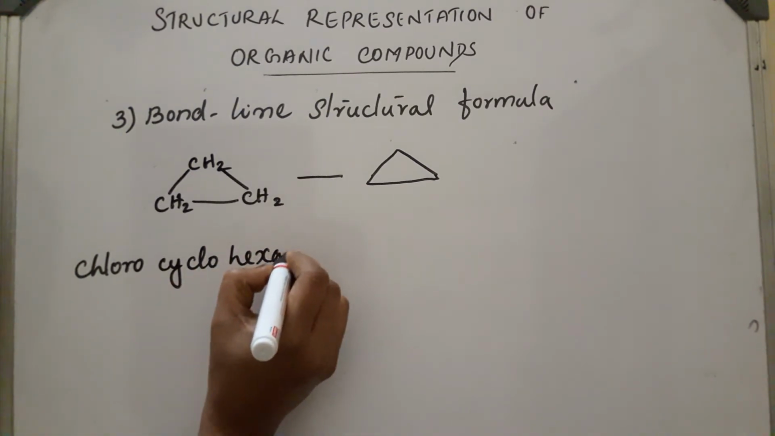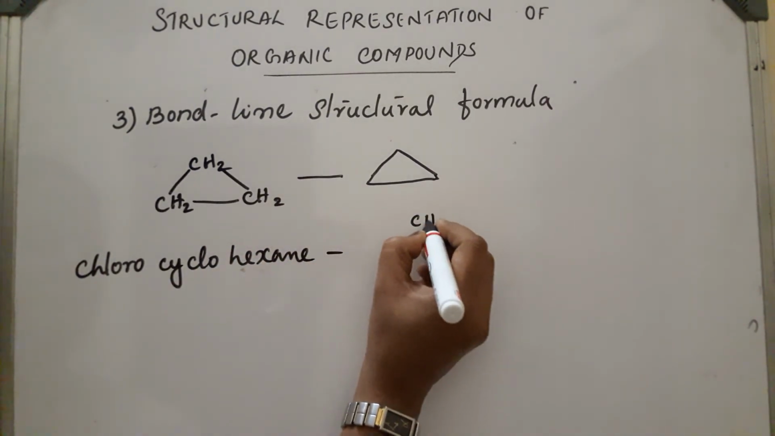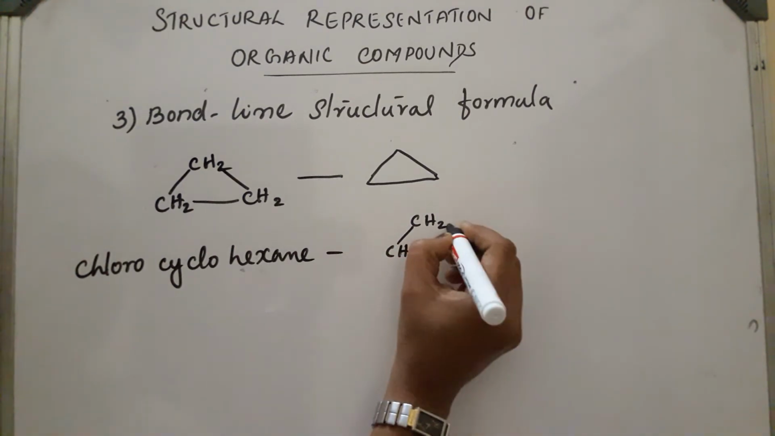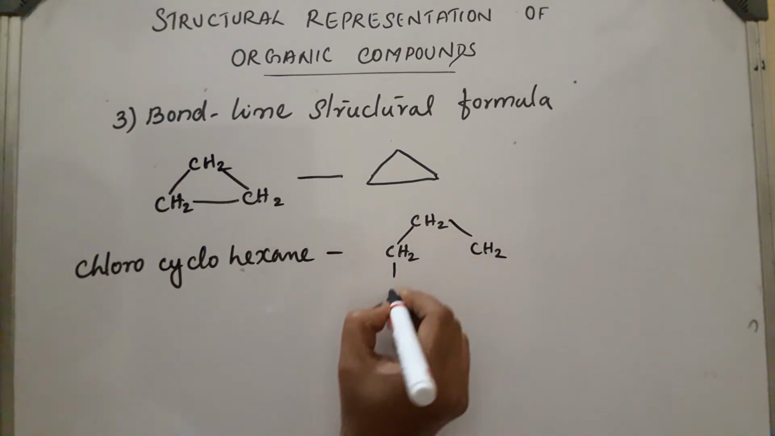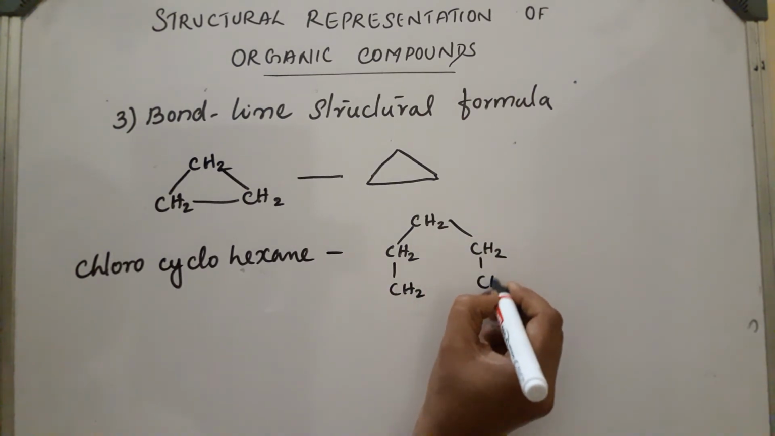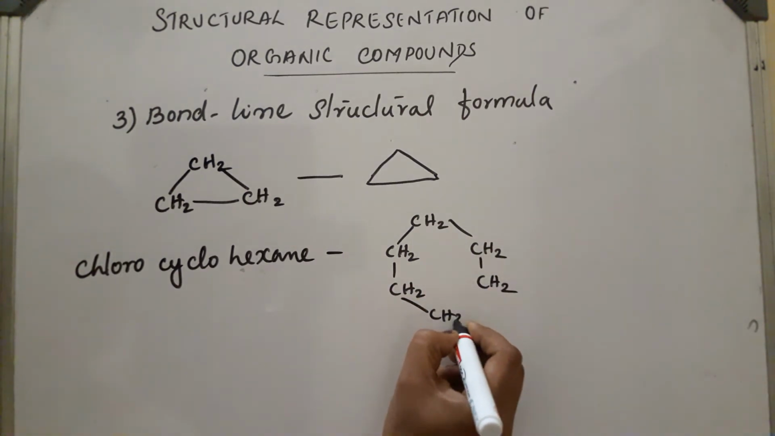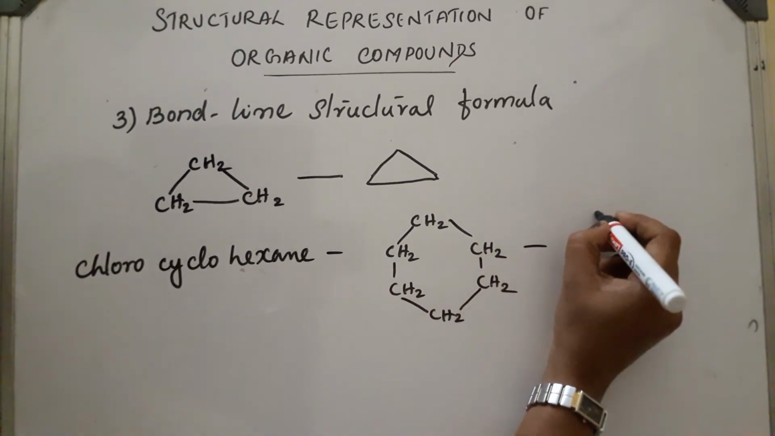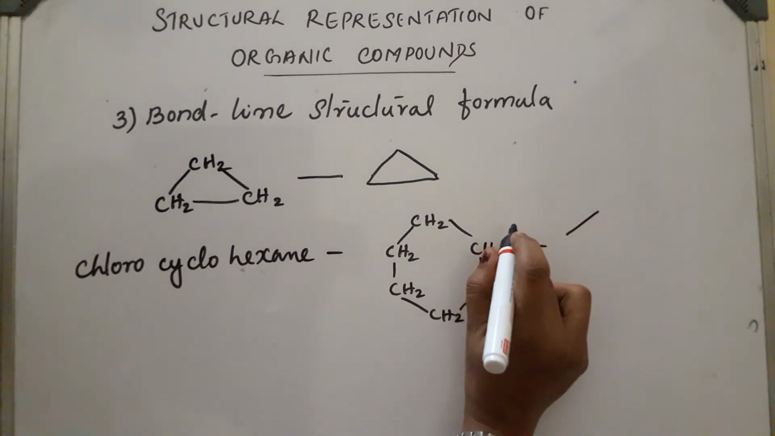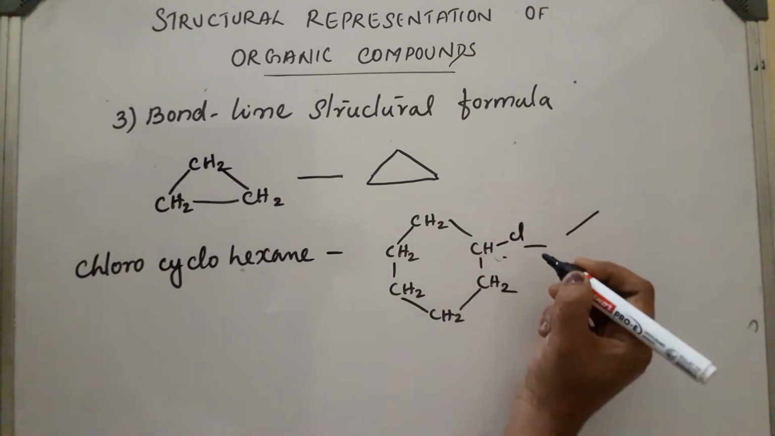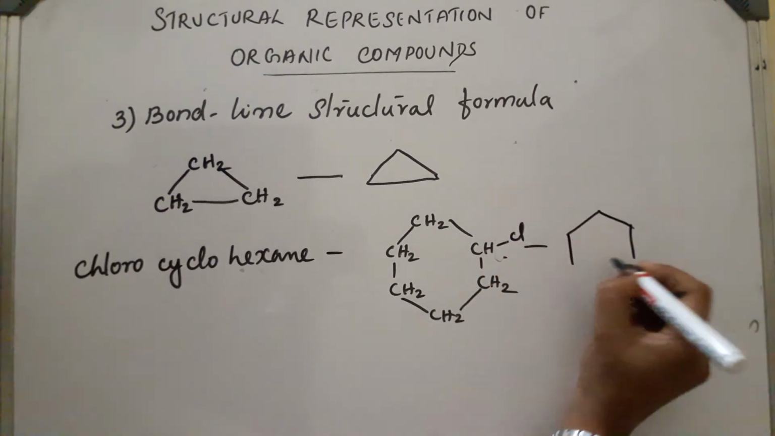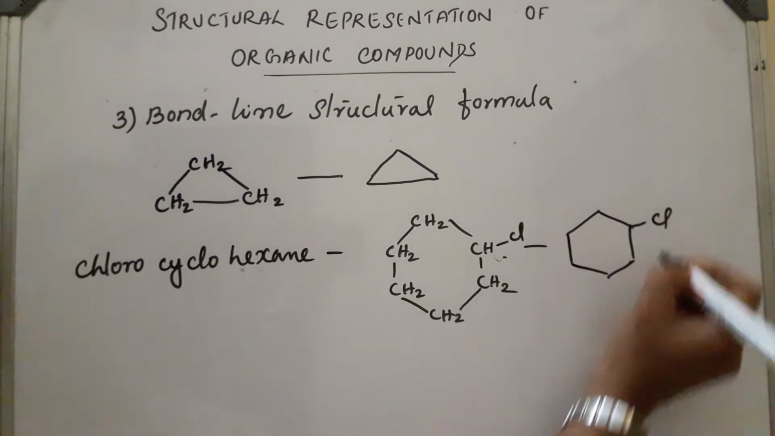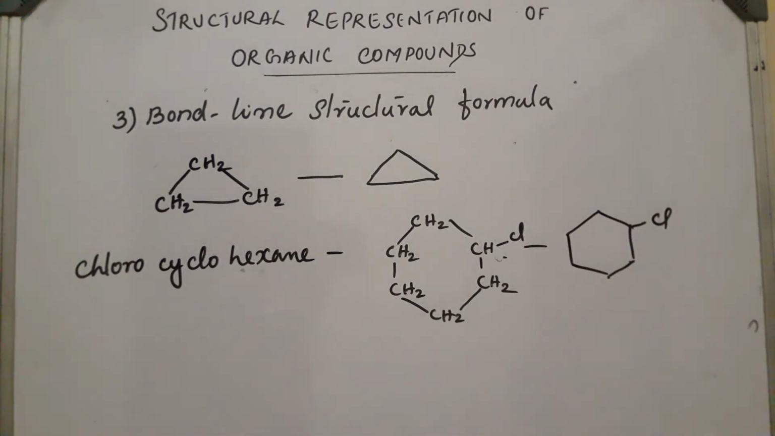Chlorocyclohexane. The compound will be like this. The Cl is present, so the bond line structural formula will be like this. Normally, cyclic compounds are drawn like this. There are lots of other compounds also. So, these are the 3 main types of representation of organic compounds.